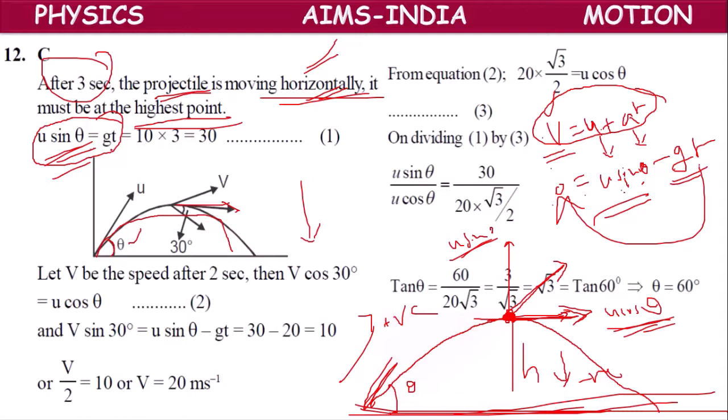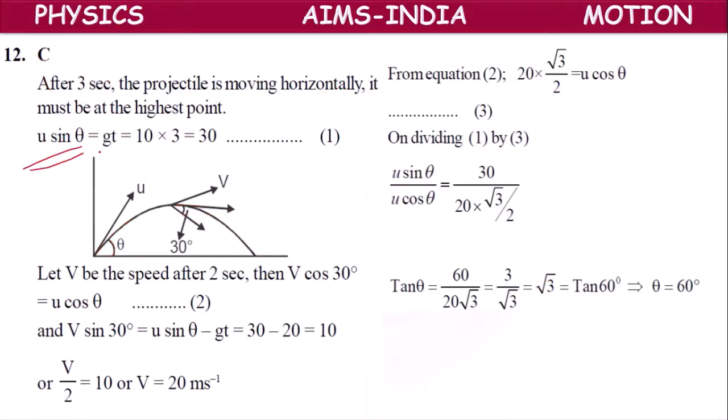Where t value is 3 seconds. The g value is 10, which is given in the question, approximately 10 meter per second square. g value 10 and t value 3, 10 times 3 is 30. So we got the u sin theta value. So next.